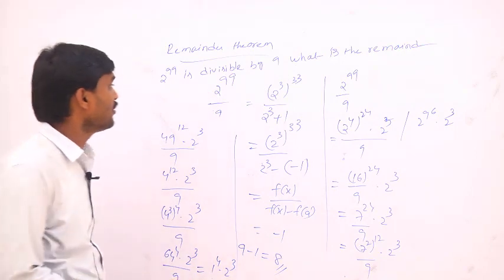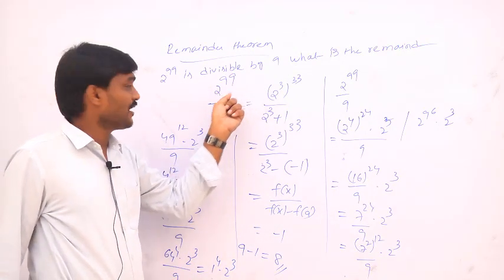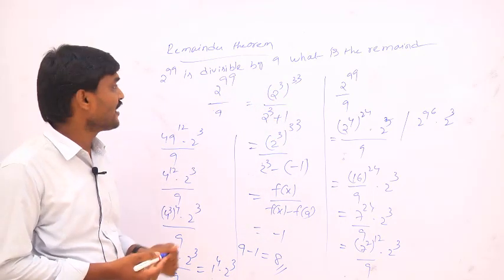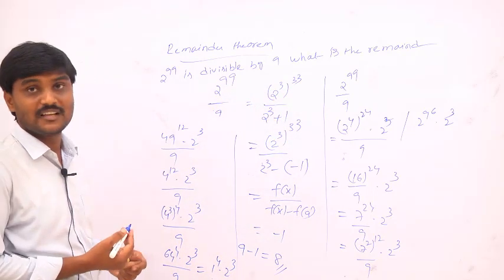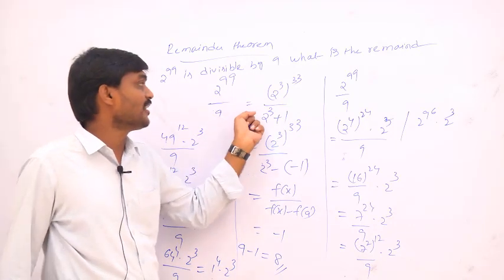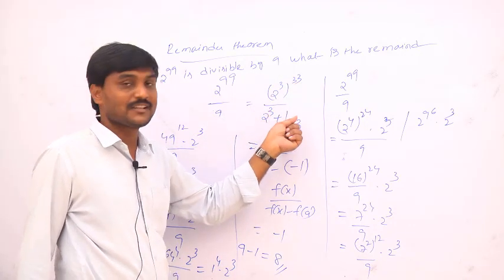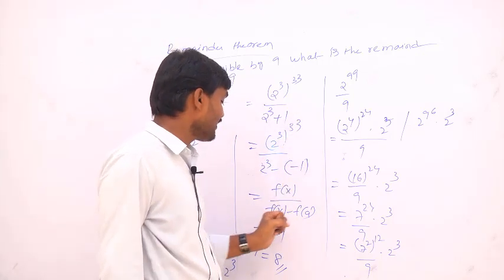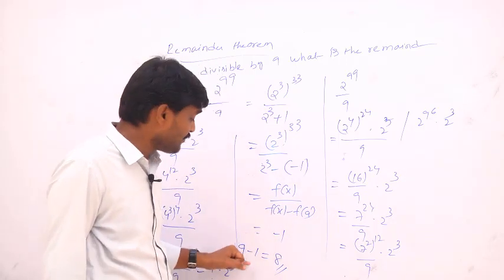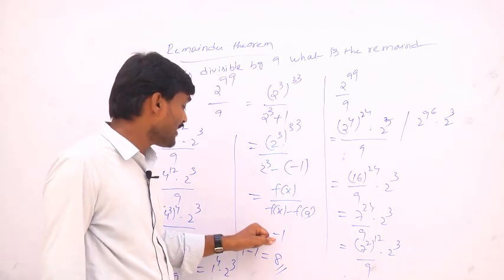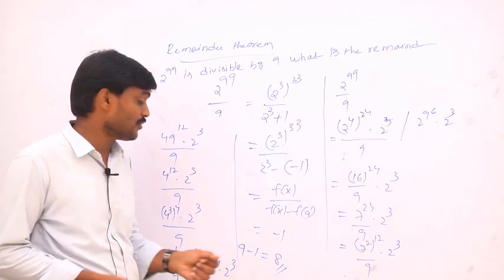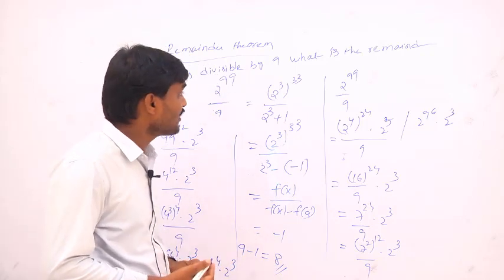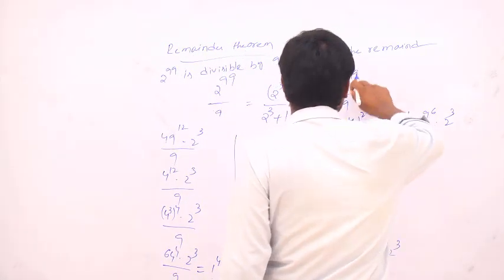We can take 2 power 99 by 9, that is 2 cube power 33 by 2 cube plus 1. f of x is divisible by f of x minus a, and f of a is the remainder. So here f of x by f of x minus f of a, and f of a is the remainder. That's why minus 1. Since a remainder of minus 1 is not possible, we subtract from 9: 9 minus 1 is 8, so the remainder is 8.